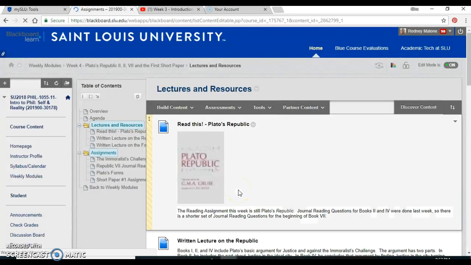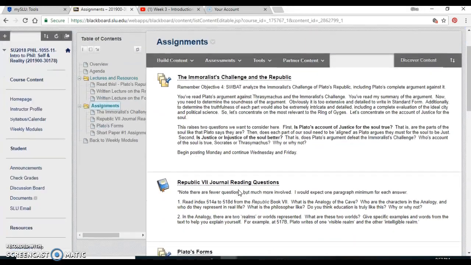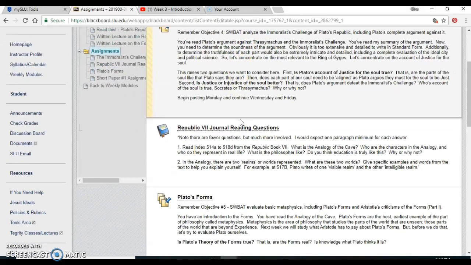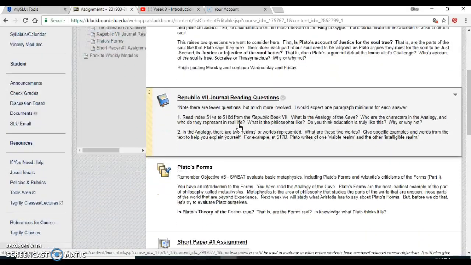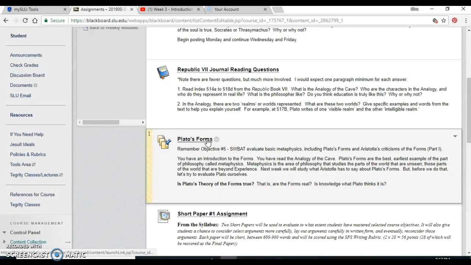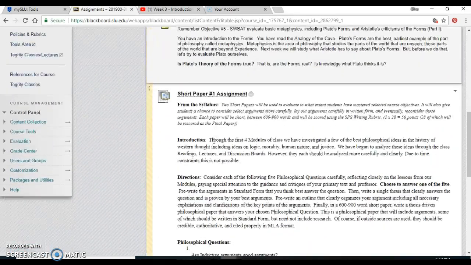The second, of course, the assignments that are due by the end of the week. The first is the discussion board post that begins on Monday. The second are the journal reading questions. The third is the theory of the forms discussion board, which will begin on Wednesday. And the final and most important is the short paper writing assignment.